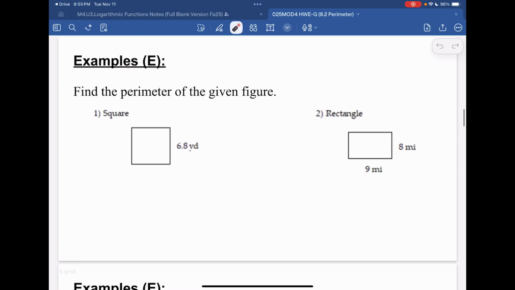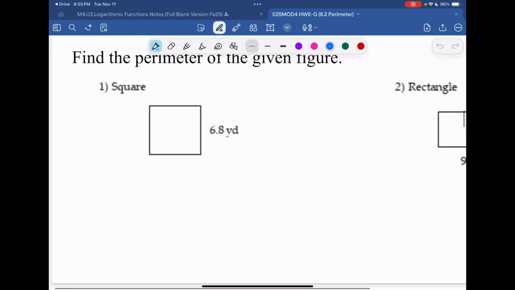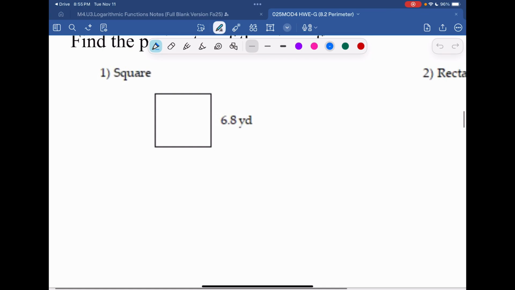So let's look at some examples and find the perimeter. In the first one, we have a square. That means we know all four of these sides are the same. So we know this is also 6.8, 6.8, and 6.8. So we've got two options here. Option 1, we could just add 6.8 plus 6.8 four times.